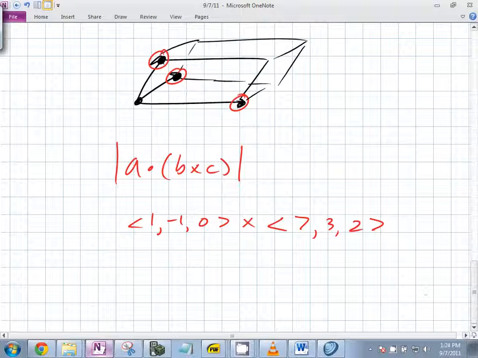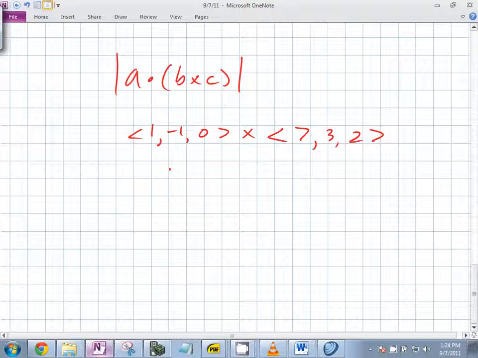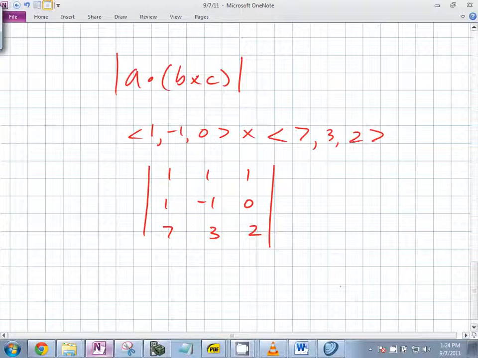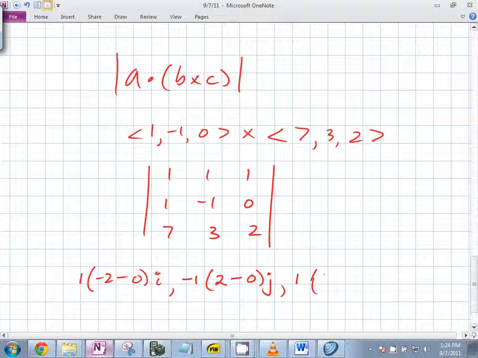So how are we going to cross these two things? Well, it's the same 3-dimensional matrix. 1, -1, 0, 7, 3, and 2. So what are you going to get? You're going to get 1 times -2 minus 0, i, right? And then -1 times 2 minus 0, j. And then 1 times what? 3 minus -7, k. There's your vector for the cross product.